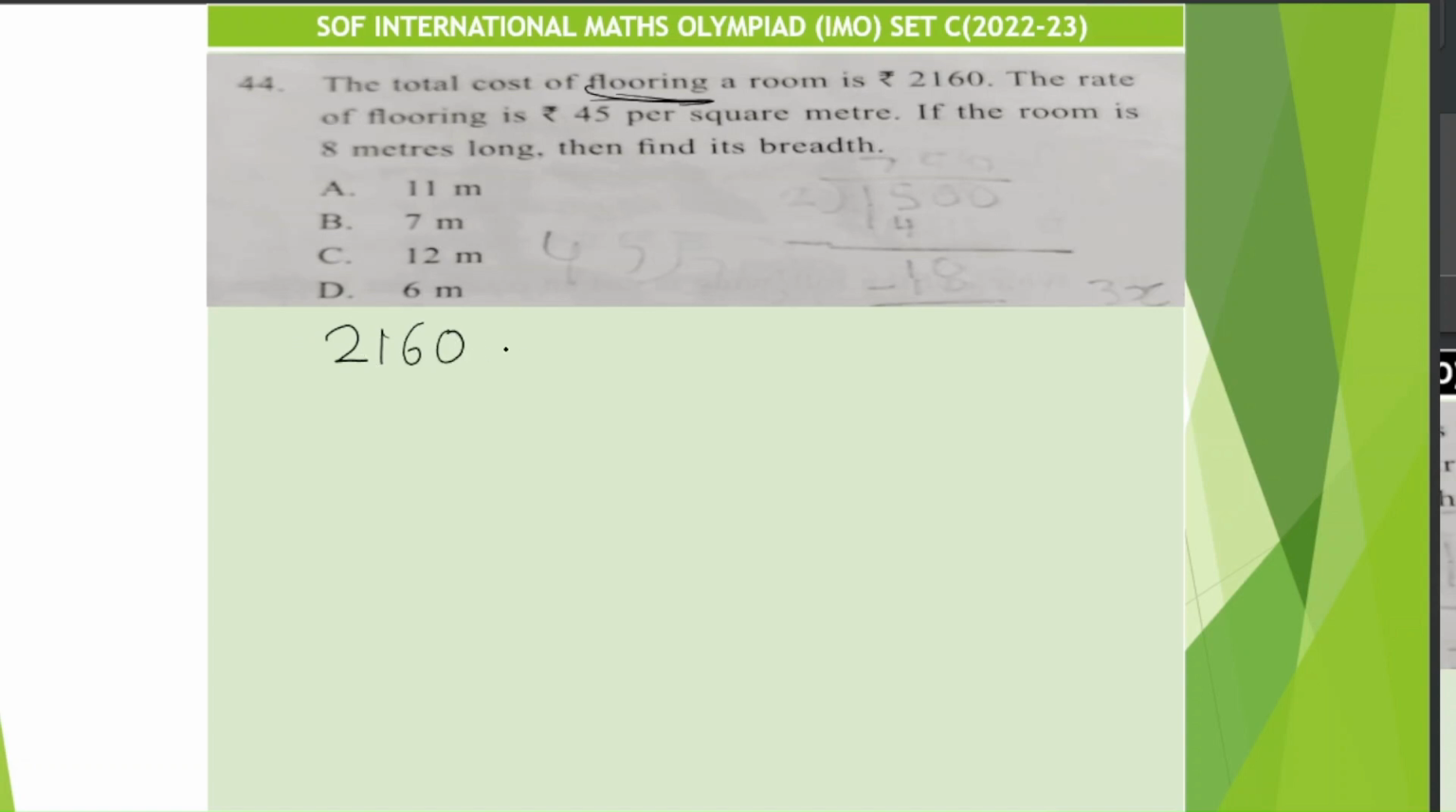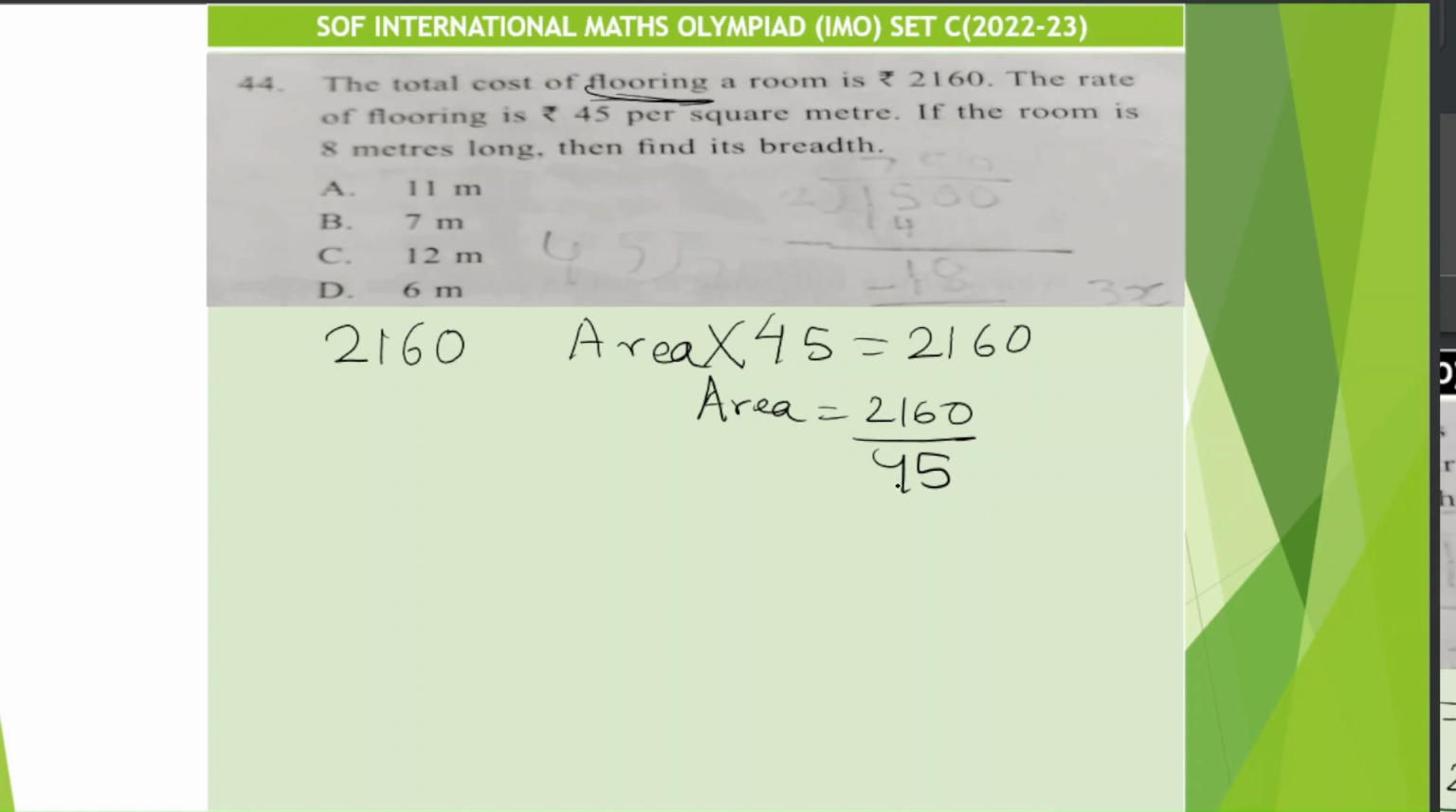Okay. So how are we arriving at 2160? We are multiplying the total area of the room with rupees 45, because rupees 45 is the cost of flooring per square meter. So if I multiply with 45, what I am arriving at? 2160. So area I can easily find. I just need to divide 2160 by 45.